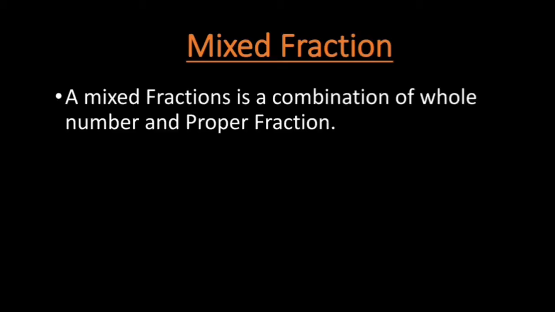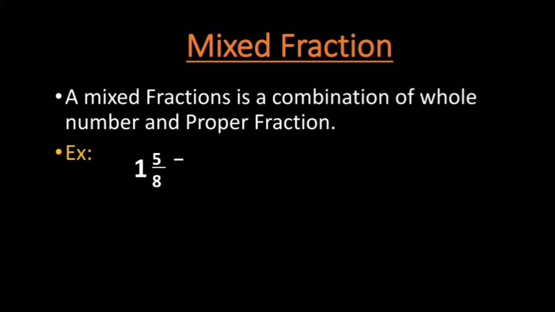1.5 biscuits each. Now this 1.5 is a mixed fraction. Why? We can say that we will be having one complete biscuit and one half biscuit. It is a combination of one whole and a proper fraction. Half is a proper fraction because the numerator is smaller than the denominator. Now what is a mixed fraction? A mixed fraction is a combination of a whole number and a proper fraction.